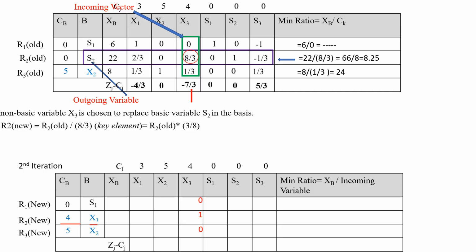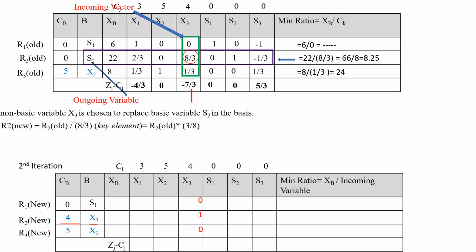new simplex table. So first I have to look for the second row, because the second row is the key row. For the second row, the row operation is R2 new equal to R2 old divided by key element. So here the key element is 8 by 3. So R2 new will become R2 old divided by 8 by 3, which is equal to R2 old into 3 by 8.